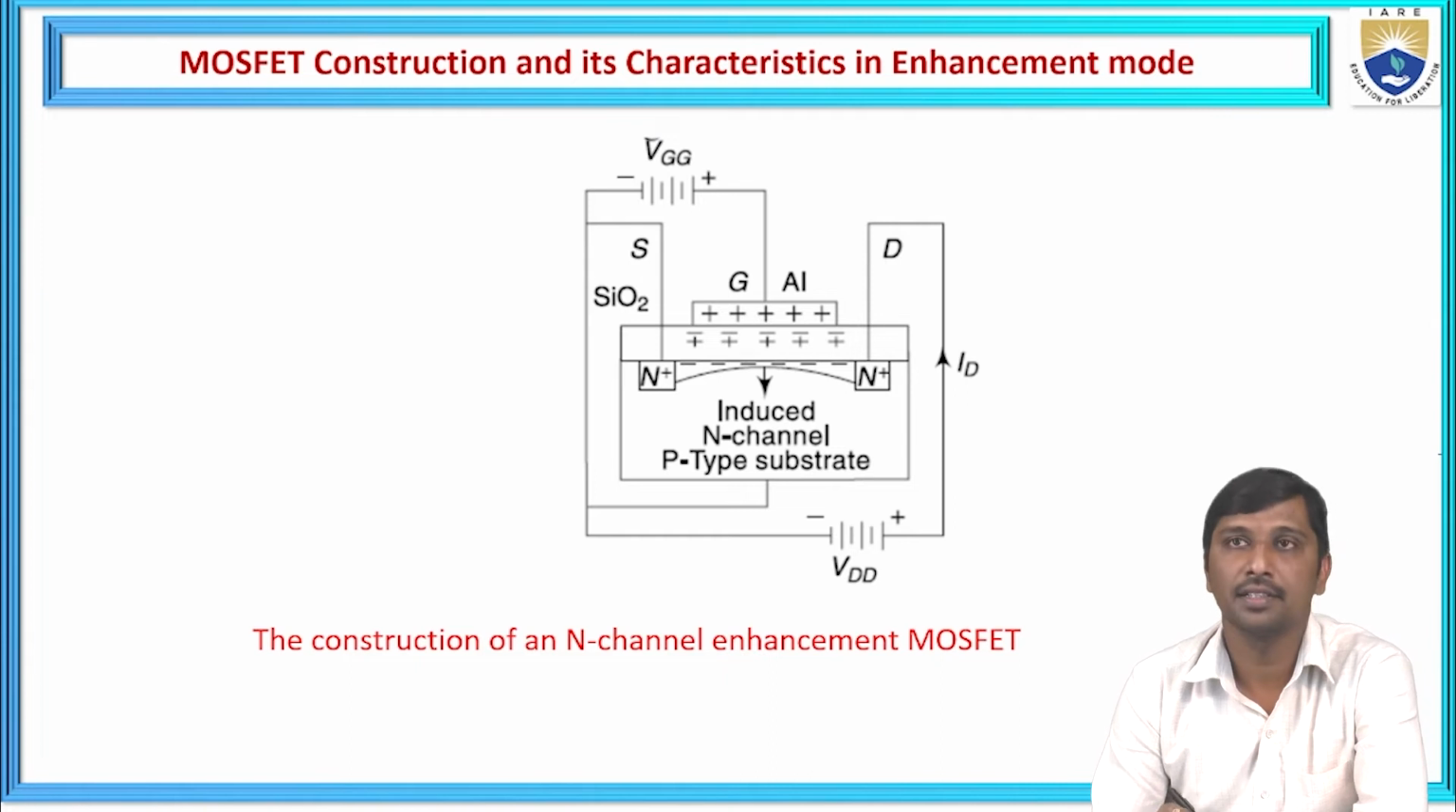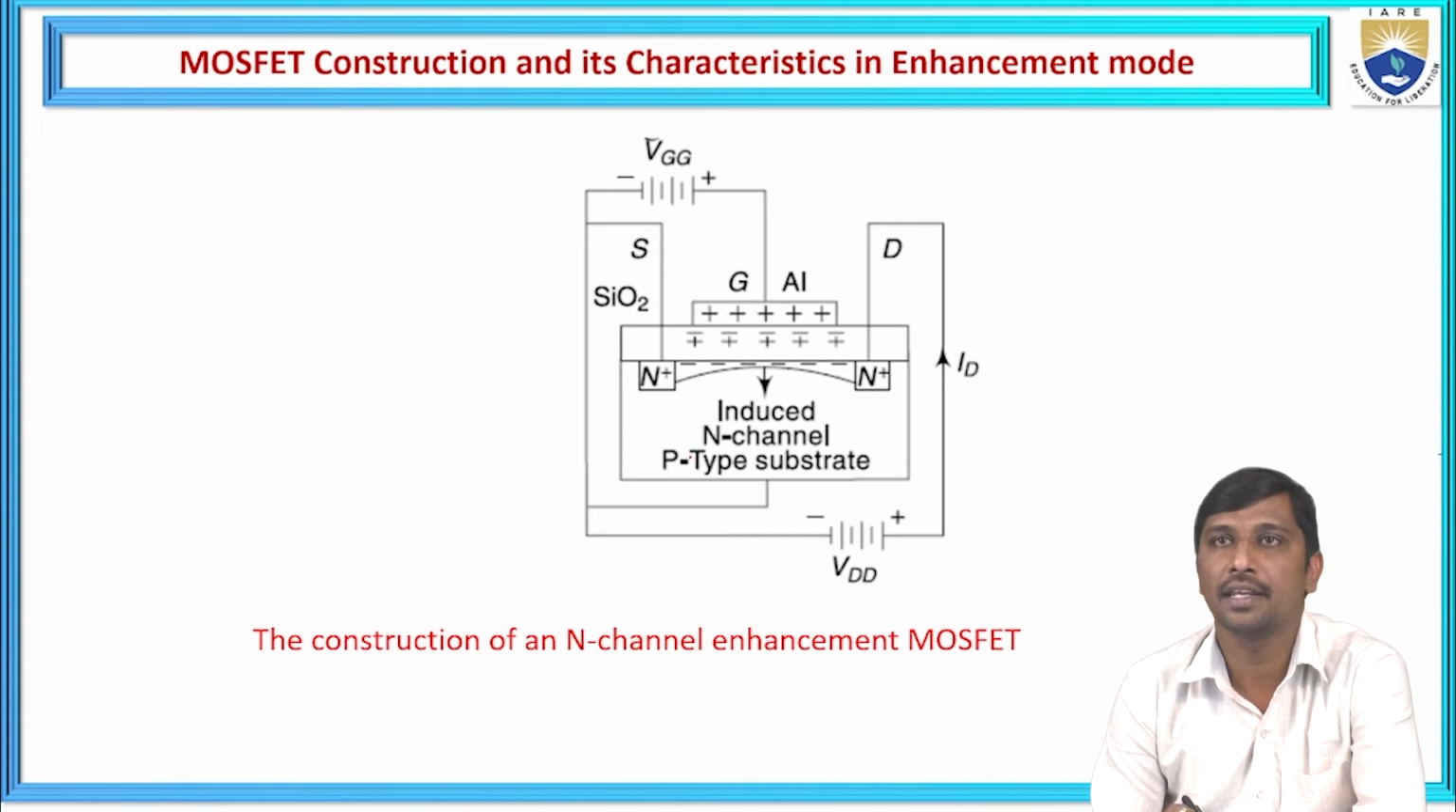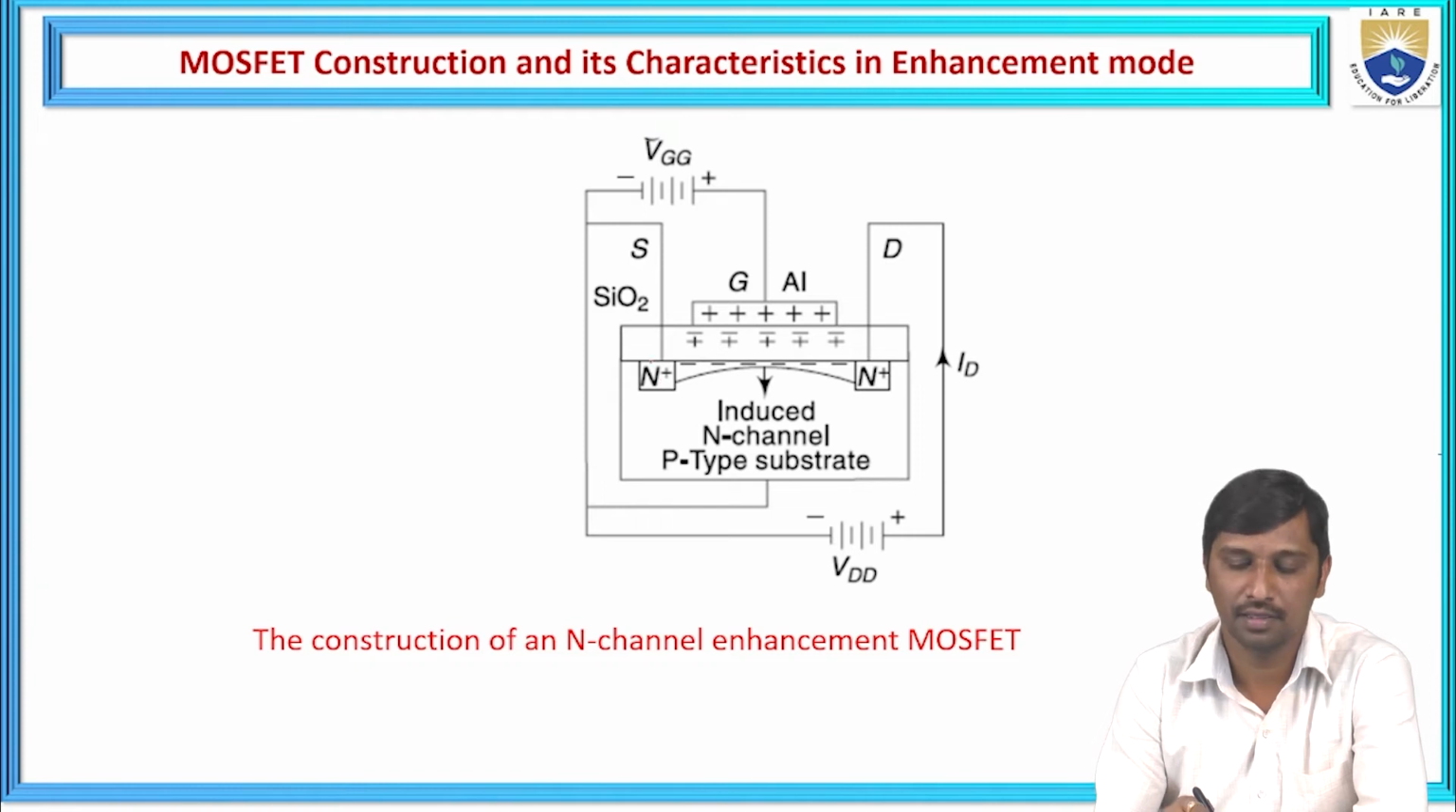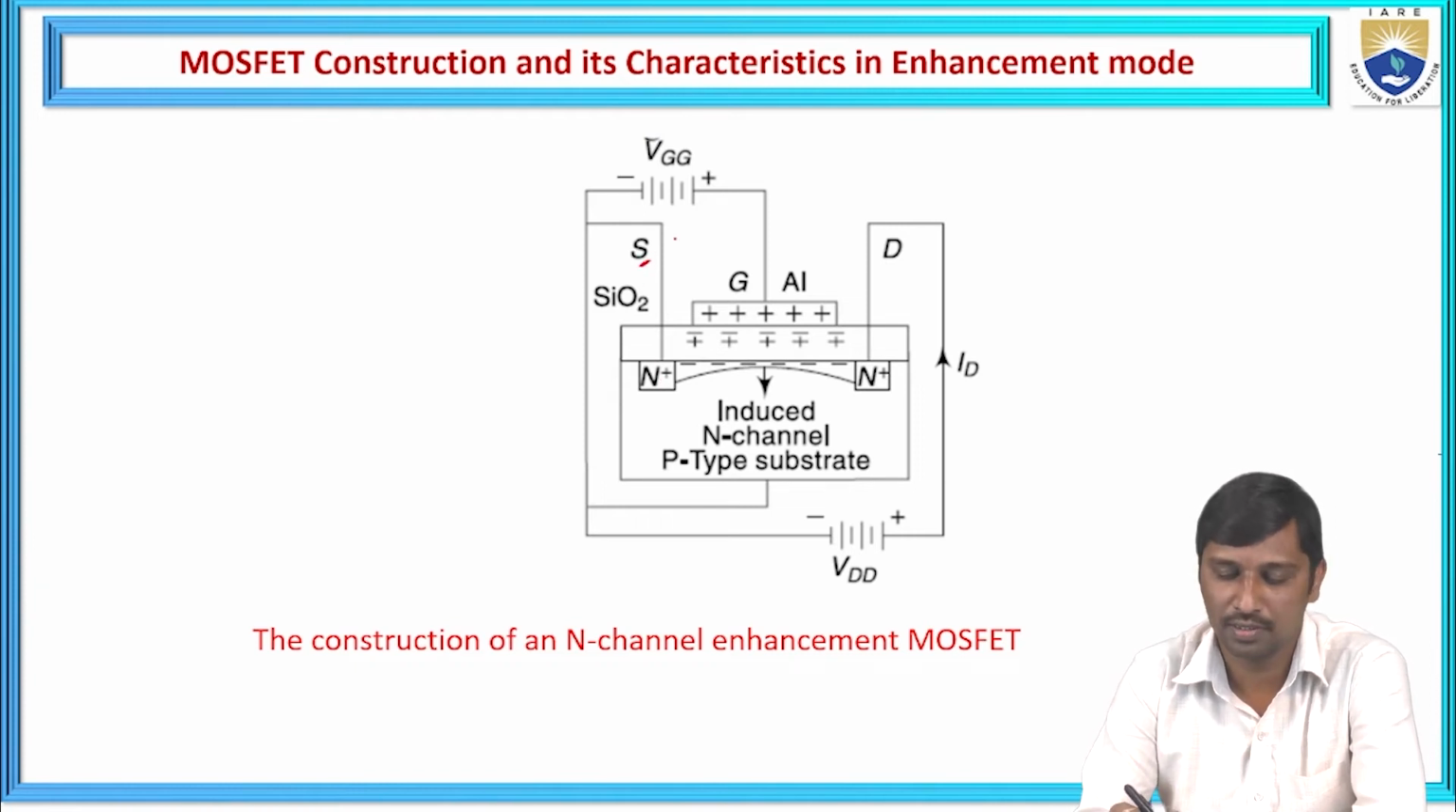So what we discussed till now is how it is constructed and which type of energies are required to induce the channel between the source and the drain for an N-channel enhancement MOSFET. This is the P-type substrate we took, and we are diffusing the heavily doped materials. One doped region is connected with the electrode that is the source. S means source, D means drain, and this is the metal, a heavily conducting material, that is connected to the gate.